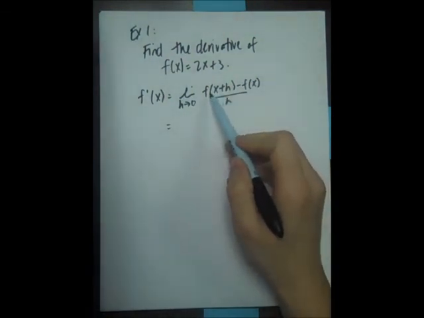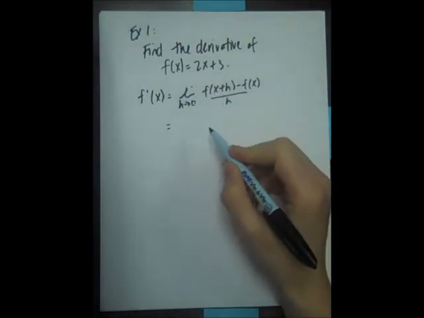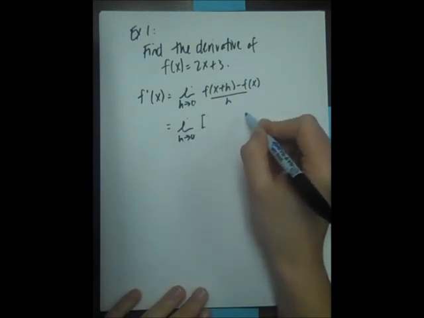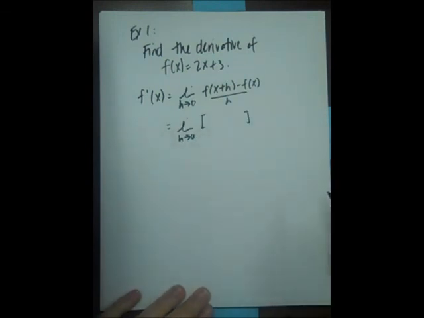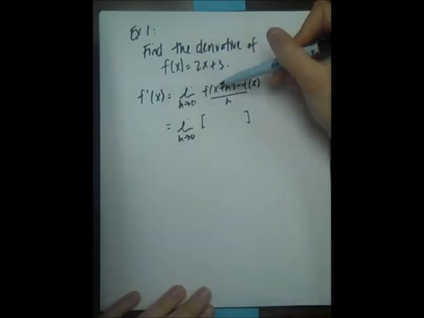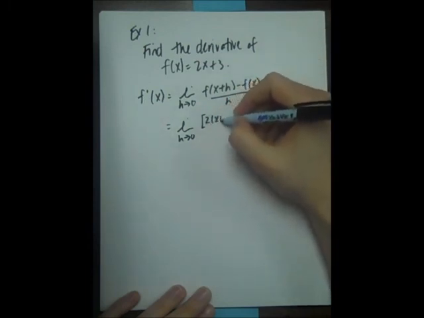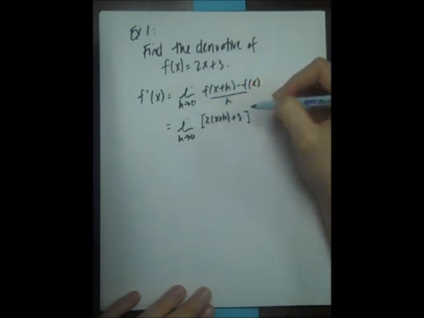So I'm going to use brackets because I think that'll keep everything nice and separated. This is the limit as h approaches 0. Now what is f of x plus h? This says wherever I saw an x in my original function, put in an x plus h. So that's 2 times x plus h plus 3.